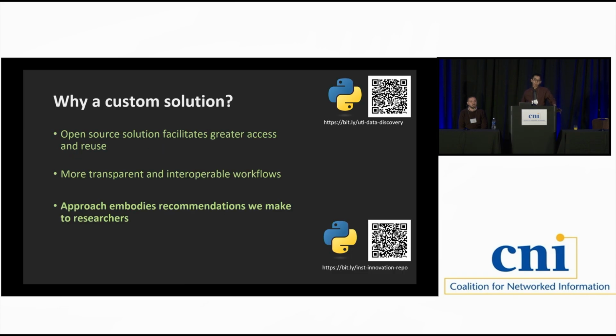So we use Python to develop our solutions, a widely used programming language. The code for this is posted in 2 public GitHub repositories, and these QR codes will show up again at the end of the presentation. But there's a lot of advantages, broadly speaking, to open source solutions. They facilitate greater access and reuse. Anyone can go access these right now, look at the entire code base, figure out what we're doing. It's more transparent and interoperable workflows. I think even if folks are not using Python for their own process, for example, you can look at it, and if you have a modicum of understanding of how Python works, get an idea for the conceptual underpinnings behind how we've developed this process, and then adapt that if you wanted to do this in R, for instance.